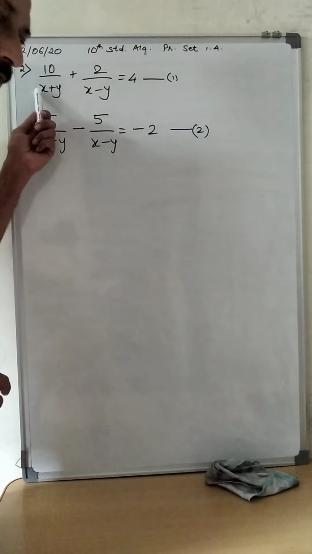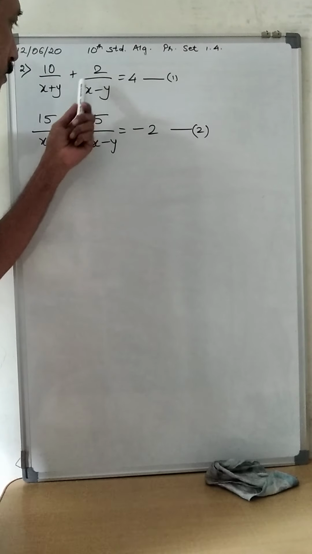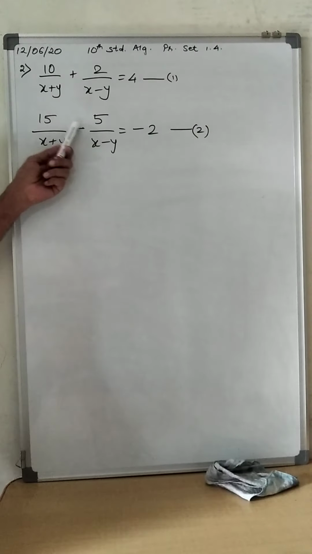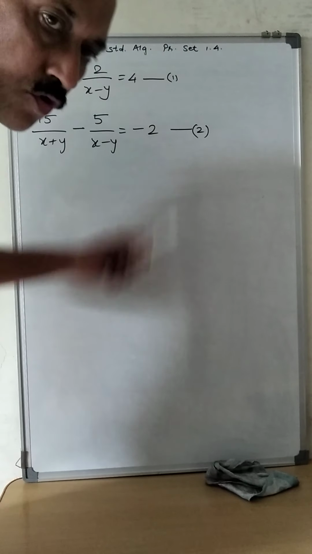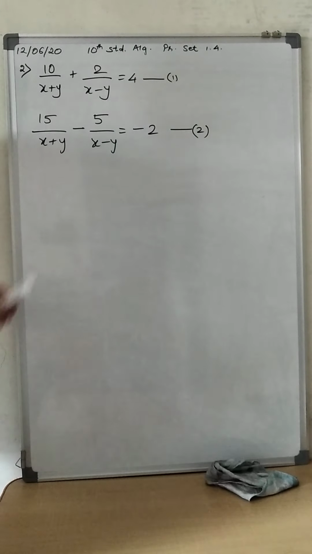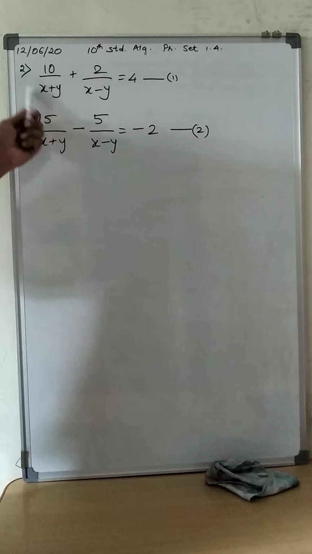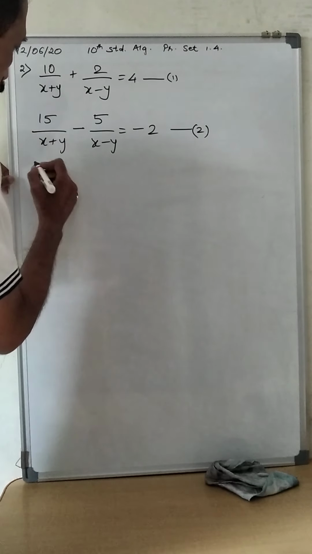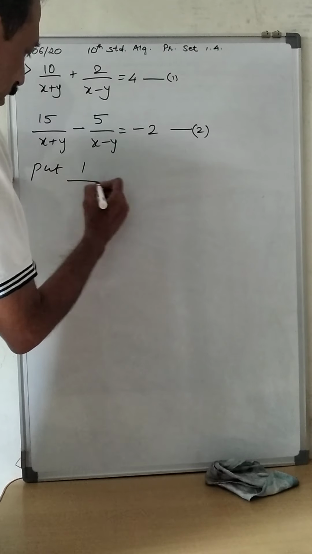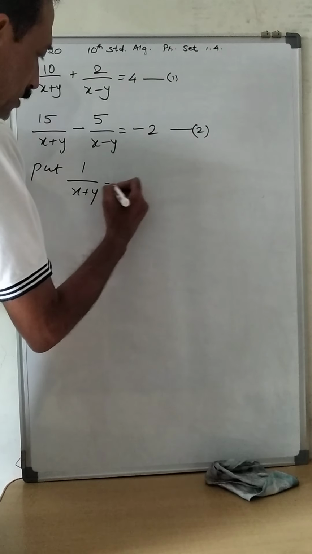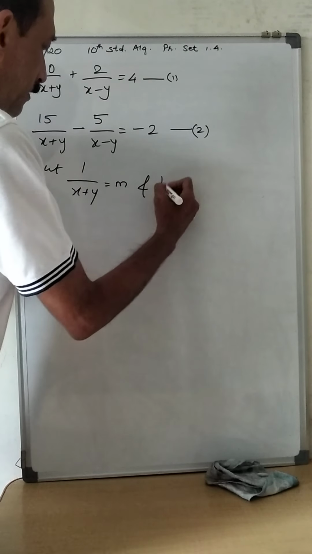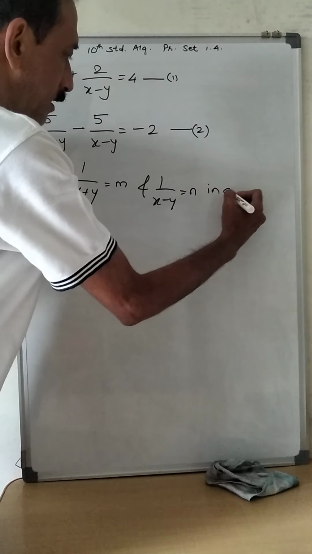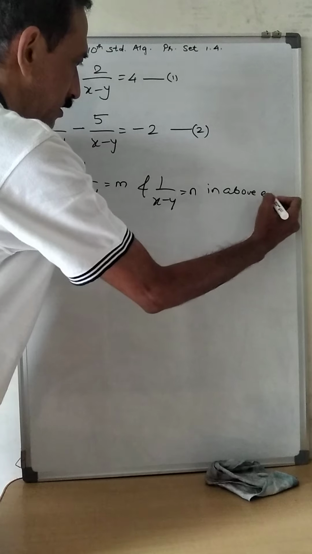So the second sum is 10 upon x plus y plus 2 upon x minus y is equal to 4, and 15 upon x plus y minus 5 upon x minus y is equal to minus 2. Again we look at common things: x plus y, x minus y. So we put 1 upon x plus y is equal to m and 1 upon x minus y is equal to n in the above equations.